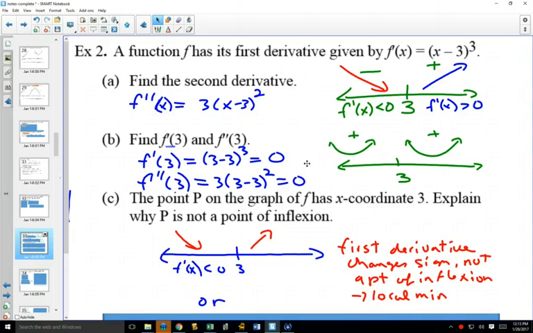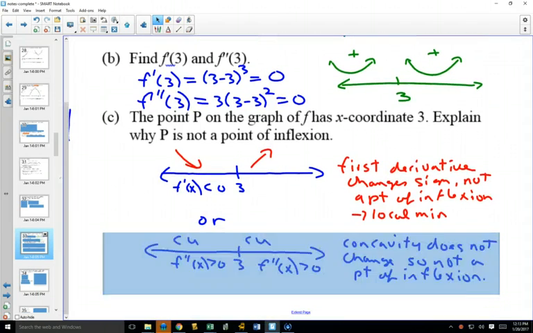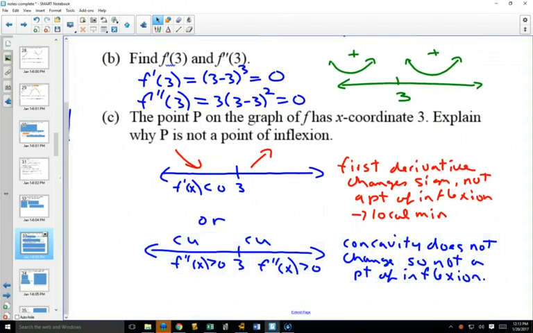But since the first derivative changes sign at that point, it can't be an inflection point. It has to be a local minimum. So that would be one way that you could explain that it's not a point of inflection. Or, just like we did before, you can show that even though it's equal to 0 at 3, it's concave up on both sides, so it doesn't change concavity, and that makes it not an inflection point.